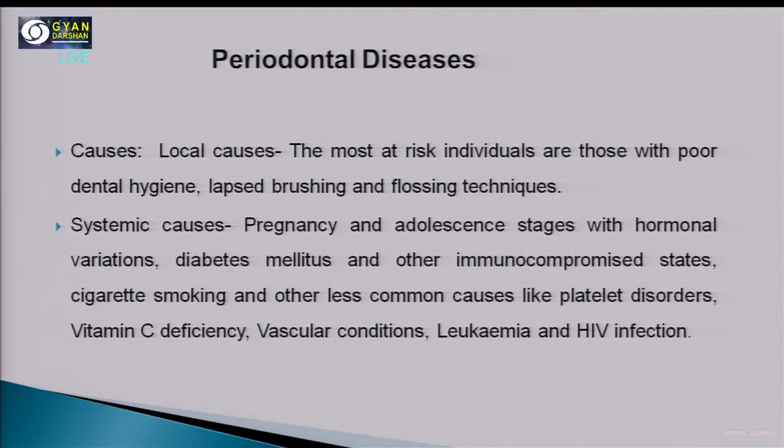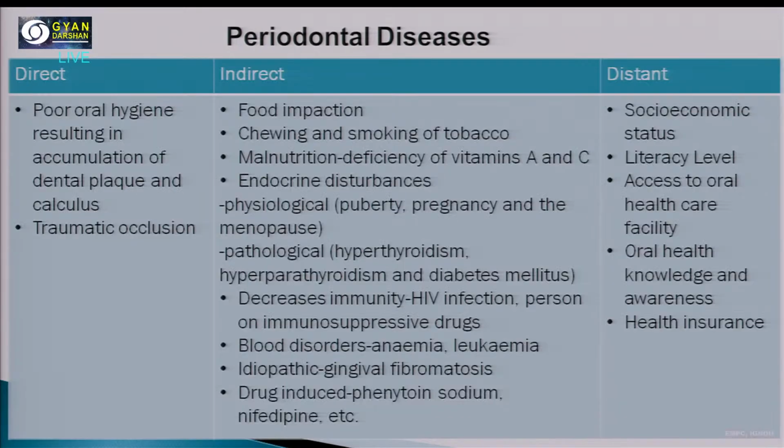Now, periodontal diseases can have two causes: the local causes that can include poor oral hygiene, improper brushing and flossing techniques. There could also be systemic causes like pregnancy and adolescent stages with hormonal variations, or diabetes mellitus and other immunocompromised states, cigarette smoking, etc. Then periodontal diseases could be due to direct causes, indirect causes, as well as some distant causes.